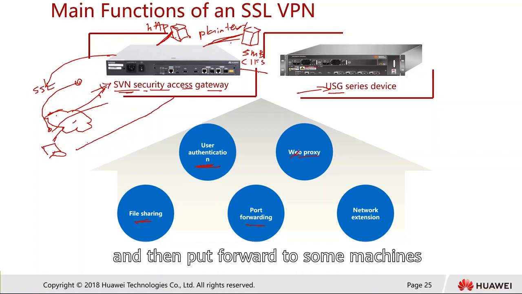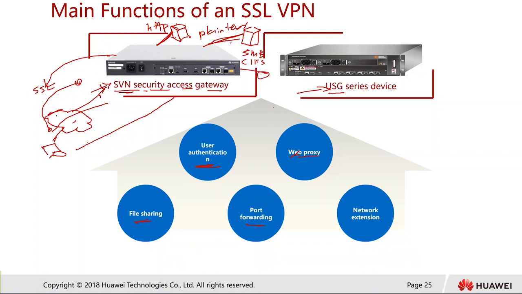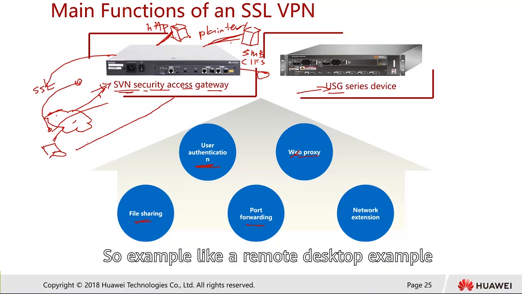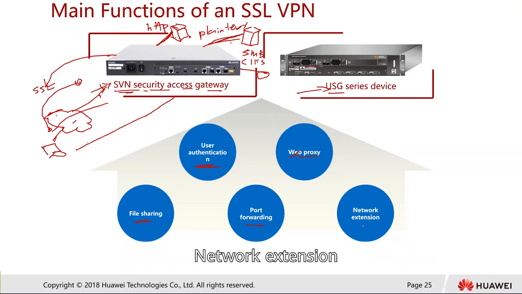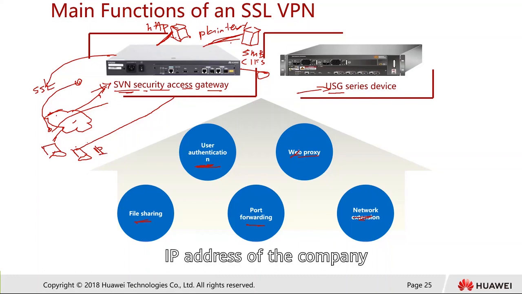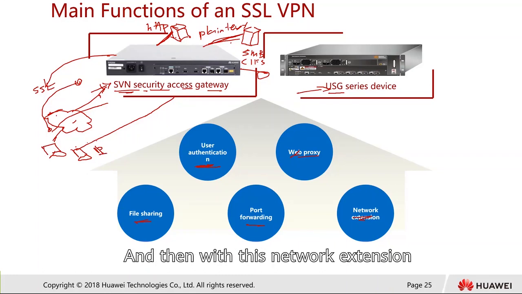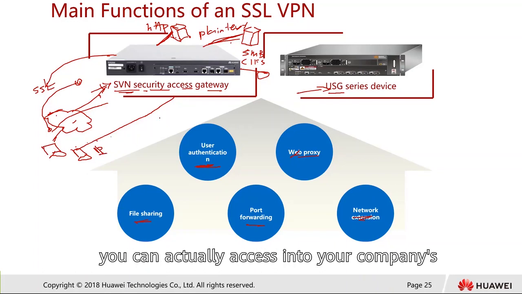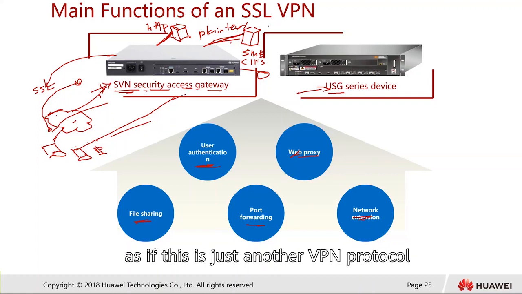Port forwarding is just like any other port forwarding functionality through a secure channel, and then port forwarding to some machine, for example a remote desktop. Network extension is basically just like any other ordinary VPN. So the client can obtain a private IP address of the company, and with this network extension you can access into your company as if this is just another VPN protocol.